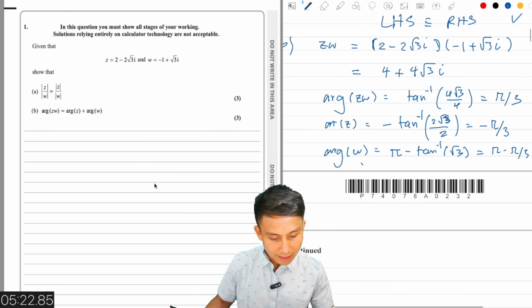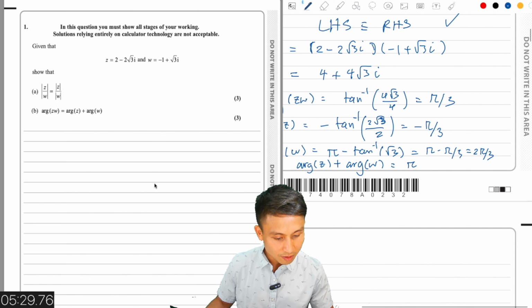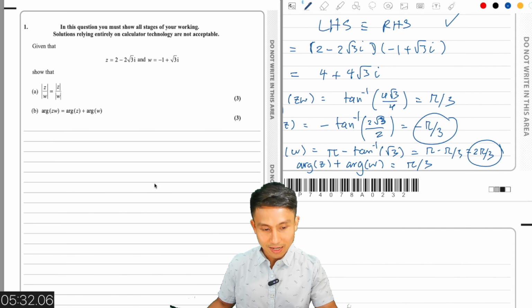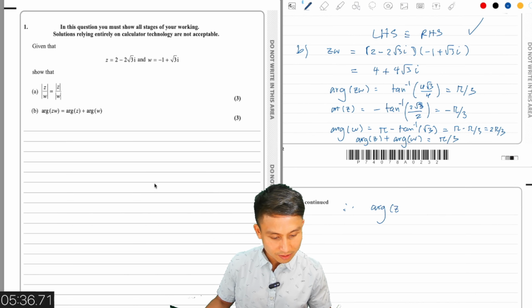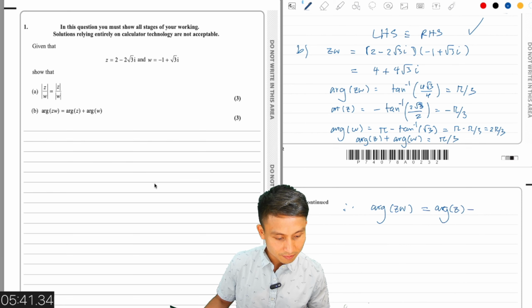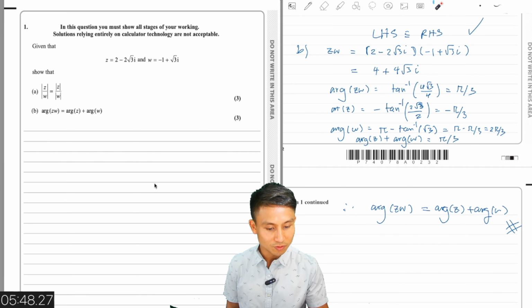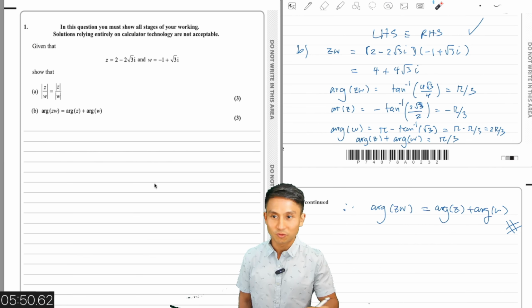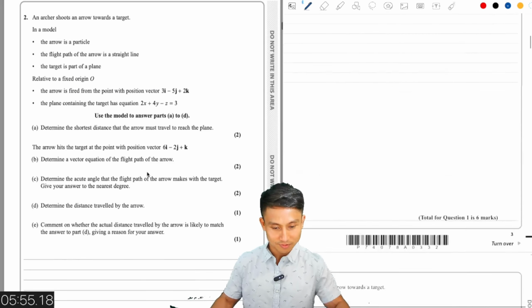Okay? So if we add them up, argument of z plus argument of w is going to be equal to pi over 3, right? Because that adds that. We get pi over 3. That means, therefore, we have proven that the argument of z times w is equal to the argument of z plus argument of w as required. Basically this one is equal to this one plus this one, right? We have proven that. All right, so that's just proof work, algebra work, no problem.